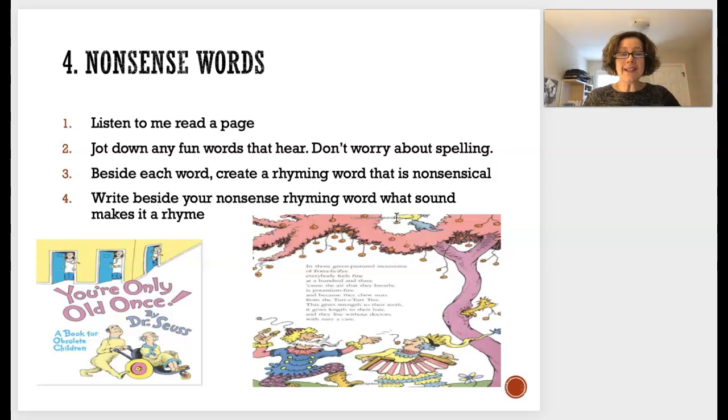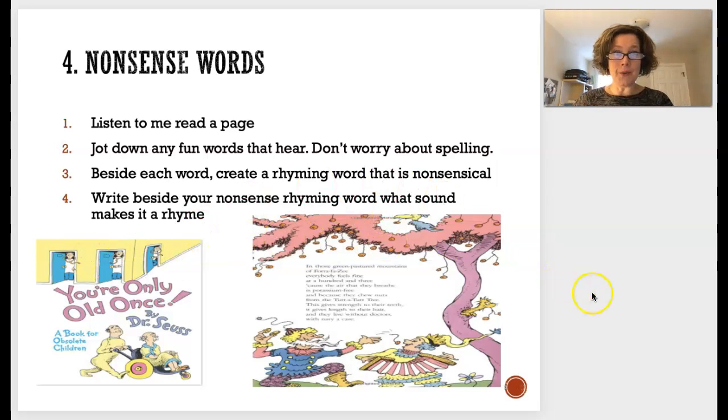Okay, so this is a page from Your Only Old Once by Dr. Seuss. In those green pastured mountains of Fata Fuzzy, everybody feels fine at 103, because the air that they breathe is potassium free. And because they chew nuts from the tut-tut-tut tree, this gives strength to their teeth, it gives length to their hair, and they live without doctors, with nary a care.